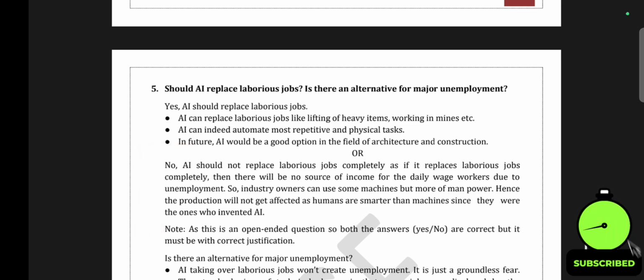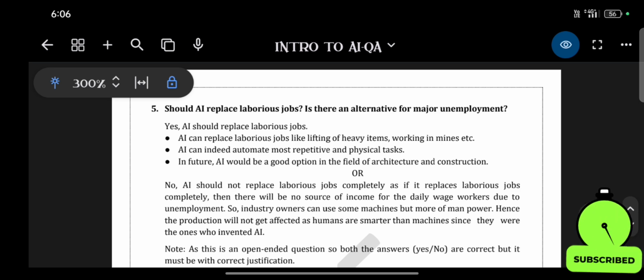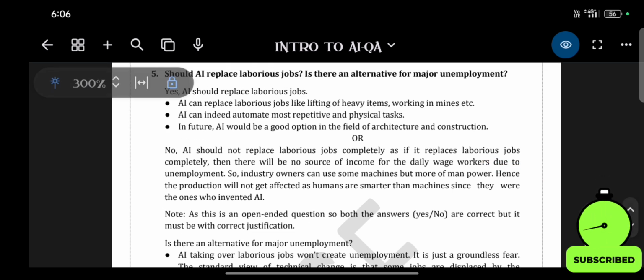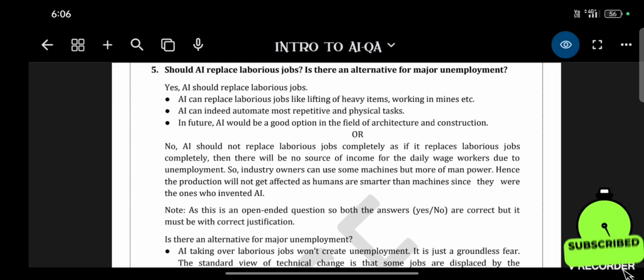No, AI should not replace laborious jobs completely. If it replaces laborious jobs completely, then there will be no source of income for the daily workers due to unemployment. So industry owners can use some machines but more manpower. Hence the production will not get affected, as humans are smarter than machines, since they were the ones who invented AI.